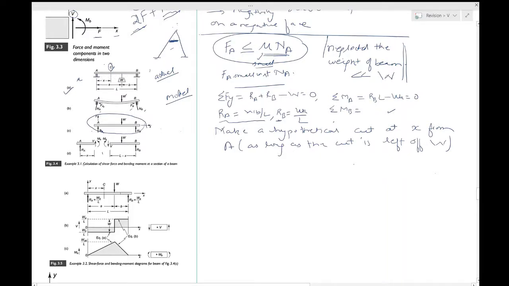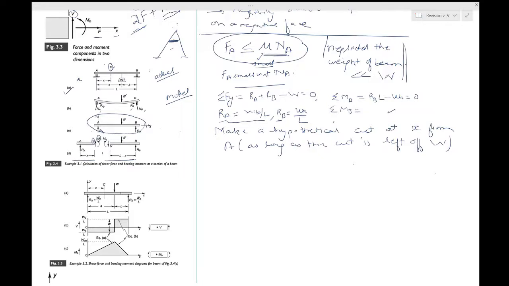So once you make this hypothetical cut, you get this section X and the other right section is L minus X. You get these two sections, and after this you have to make these internal forces, which were actually internal at any point over here, now become external. So these now become external with this hypothetical cut. So that's how you have made that cut.